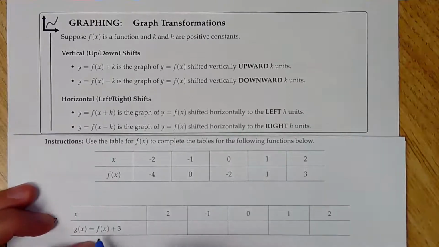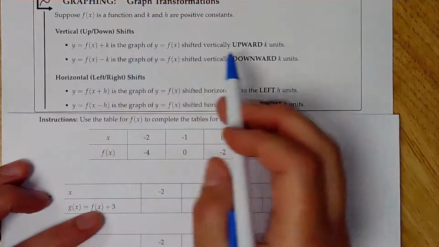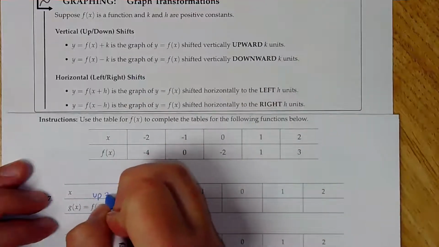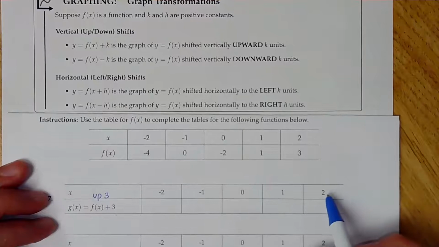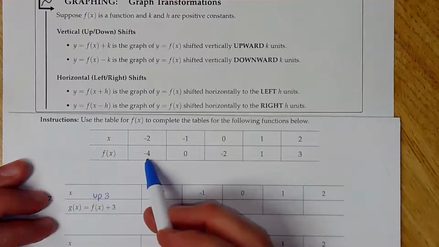All right, so this first one is f of x plus 3. So that means my k is a 3 and we're moving up 3 units. Okay, so the x values are all going to stay the same, and what changes is the y value. So we're going to add 3 to this.